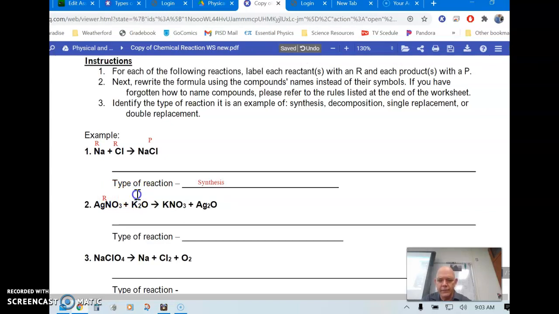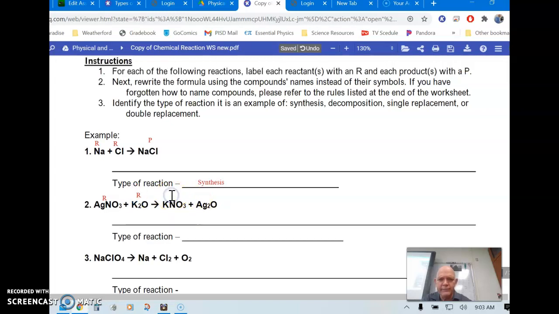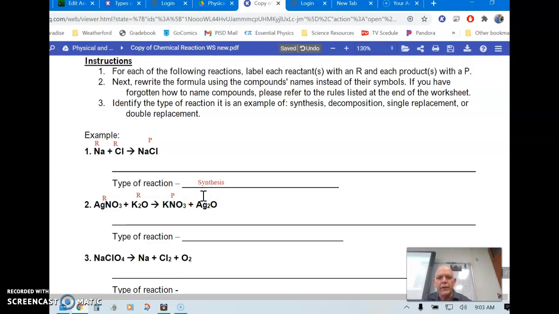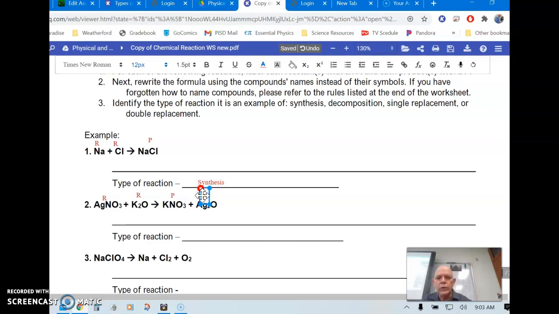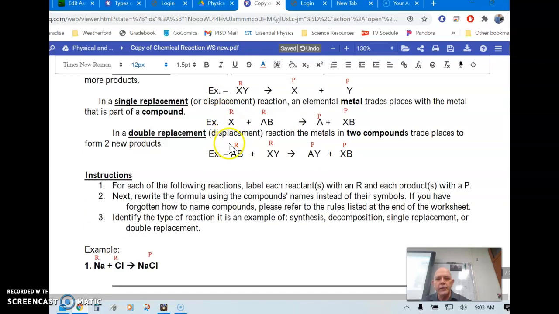So we have two reactants, and on the other side, we have two products. I'm going to just let you write them down. But anyhow, two products. Okay, so we know if there's two reactants and two products, it's going to have to be either single or double replacement here.